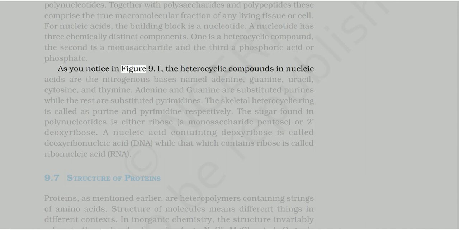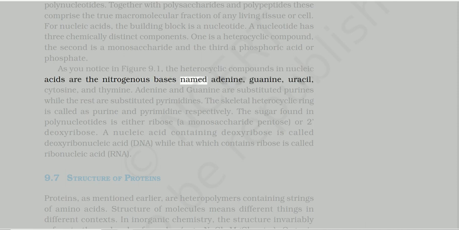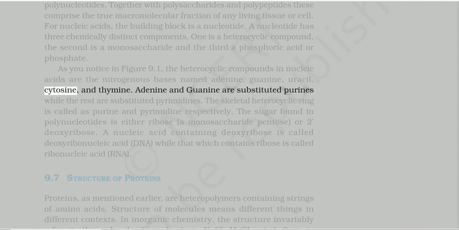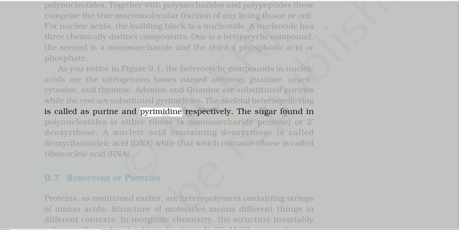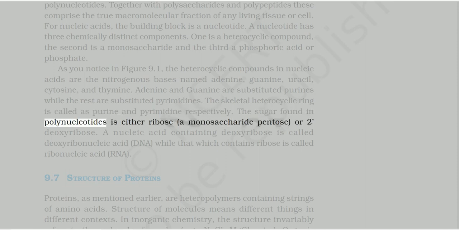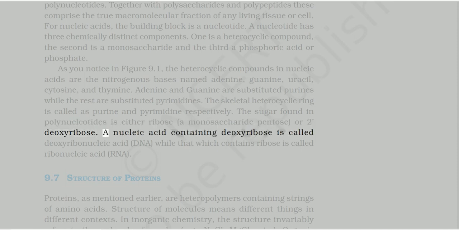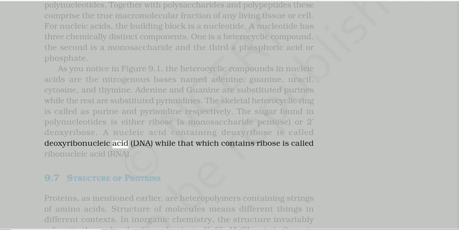One is a heterocyclic compound, the second is a monosaccharide and the third a phosphoric acid or phosphate. As you notice in figure 9.1, the heterocyclic compounds in nucleic acids are the nitrogenous bases named adenine, guanine, uracil, cytosine, and thymine. Adenine and guanine are substituted purines while the rest are substituted pyrimidines. The skeletal heterocyclic ring is called purine and pyrimidine respectively. The sugar found in polynucleotides is either ribose, a monosaccharide pentose, or 2-deoxyribose. A nucleic acid containing deoxyribose is called deoxyribonucleic acid, DNA, while that which contains ribose is called ribonucleic acid, RNA.